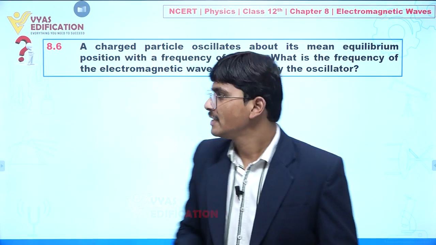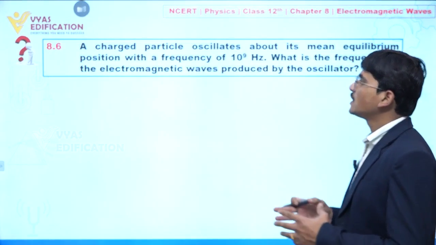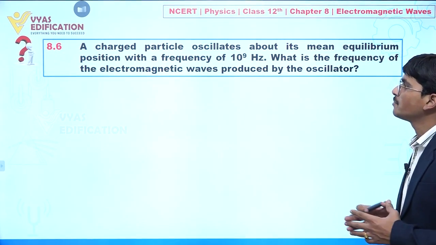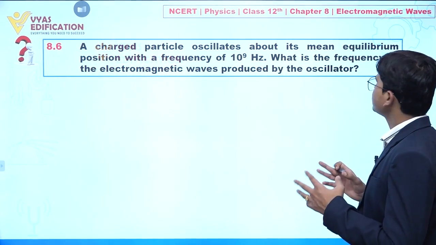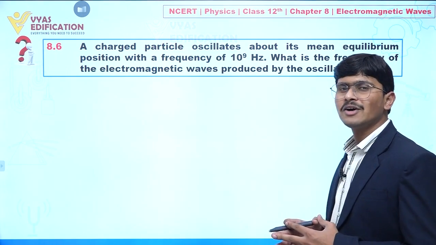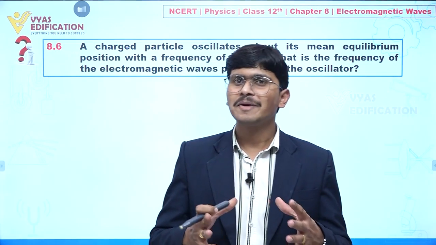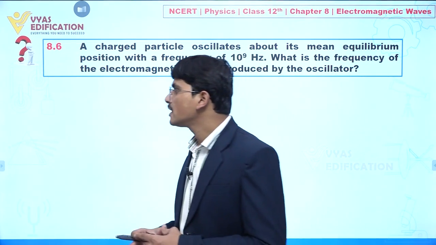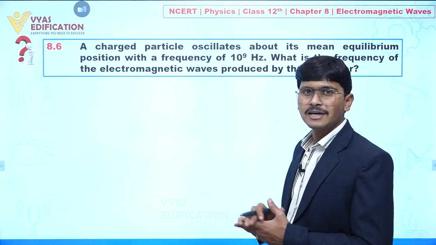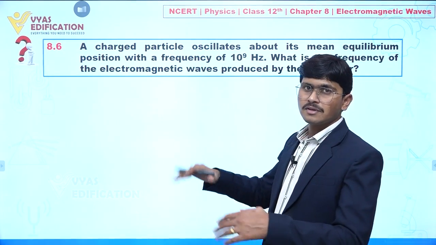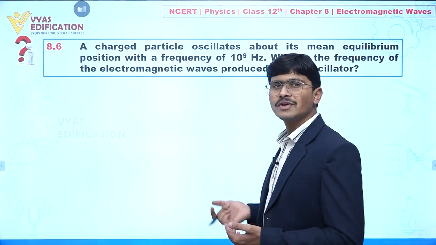Now dear student, we are going to discuss question number 8.6. In this question it is given to you, a charged particle oscillates about its mean equilibrium position with the frequency of 10 to the power 9 Hz. What is the frequency of electromagnetic wave produced by oscillator? Now we know that oscillating charged particle produces electromagnetic wave, clear. So it means the frequency of oscillating charged particle is 10 to the power 9 Hz. If there is a charge that is oscillating, the electromagnetic wave also has the same frequency, clear.